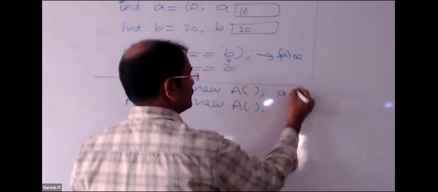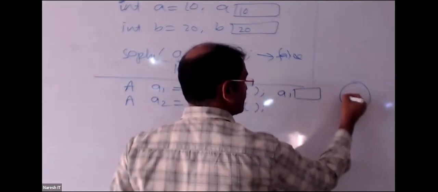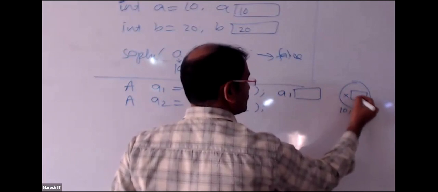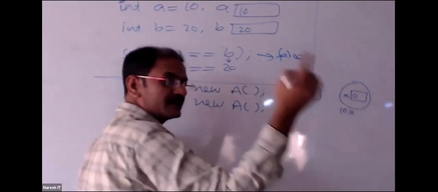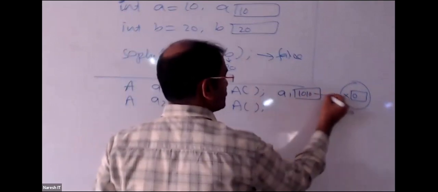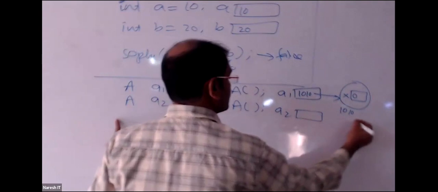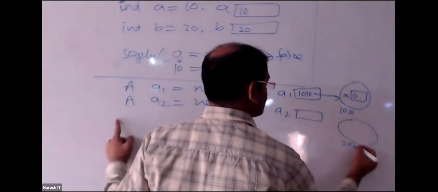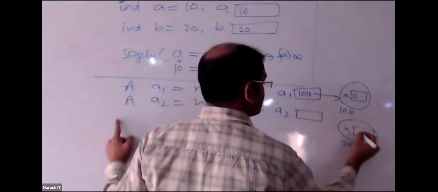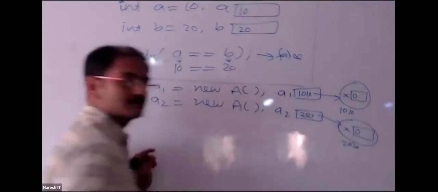Tell me. A1 variable is created with an object. Reference is 1010. X variable is available with what value? 0. If you don't assign any value, the default value will be there. 1010 is stored in A1, pointing. Then next line, A2 variable is created. Object is created with reference 2020. X variable memory created with 0. 2020 stored and pointing. Correct?